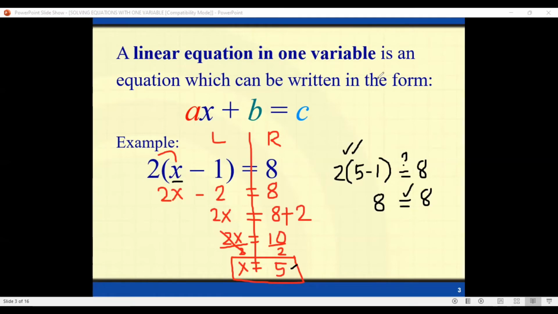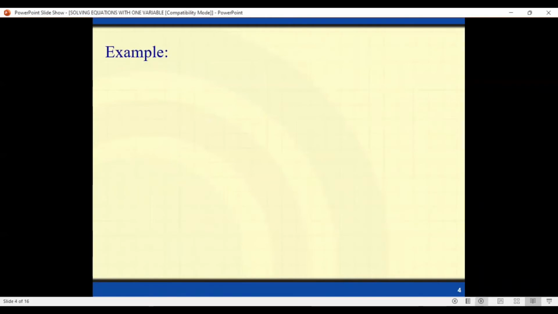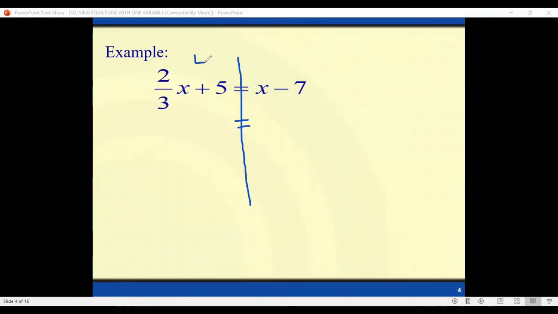Okay, so let's have some more examples. Here you have 2/3 of x plus 5 is equivalent to x minus 7. So again, what are we going to do? Let's try to separate first our left-hand side from the right-hand side. So we have now 2/3 of x plus 5 on the left-hand side of your equation, and then x minus 7 on the right-hand side.